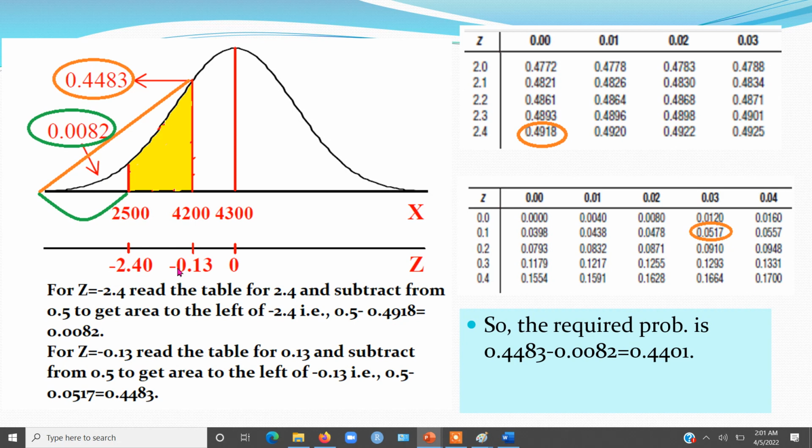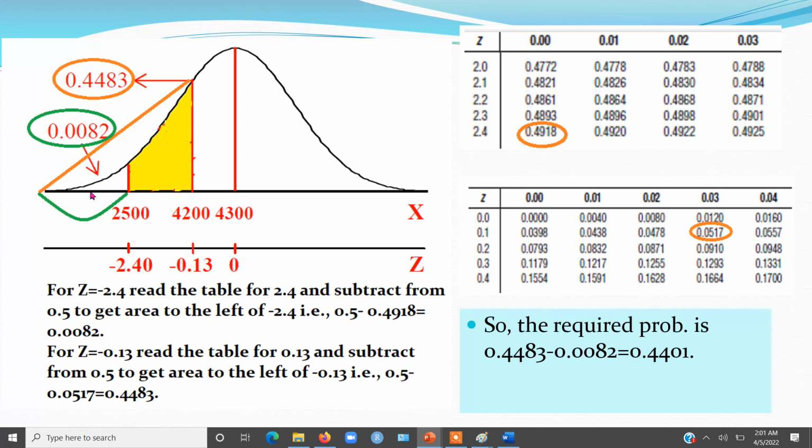Similarly, if I read the table for 0.13, it gives me 0.0517. In a similar fashion, I am going to subtract it from 0.5 to get the area towards the left of this z-score. You see I've drawn this big line, orange color, and green curve. This orange line represents area towards the left of minus 0.13. This green curve represents the area towards the left of minus 2.4.